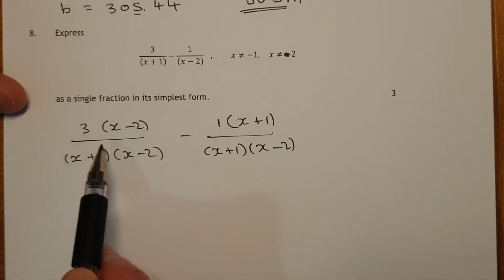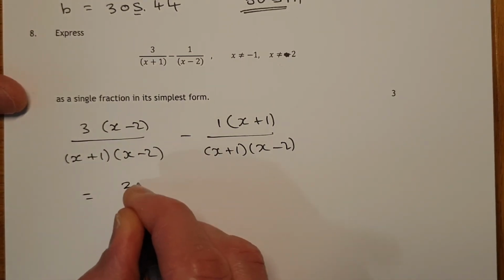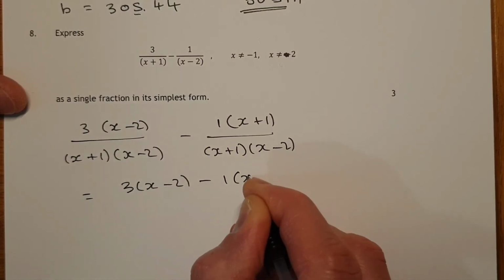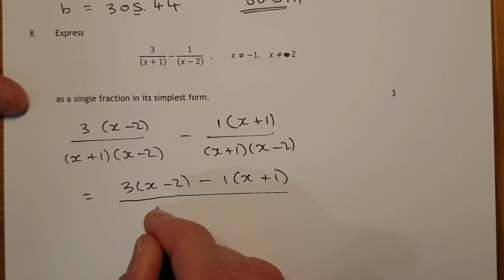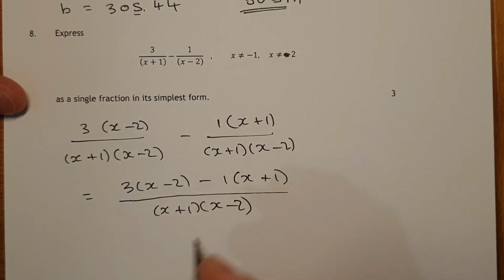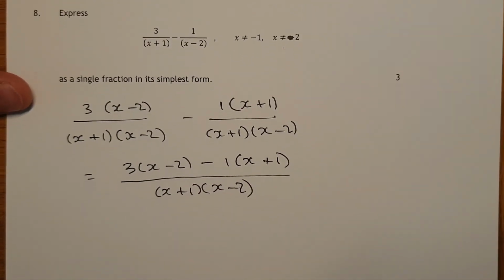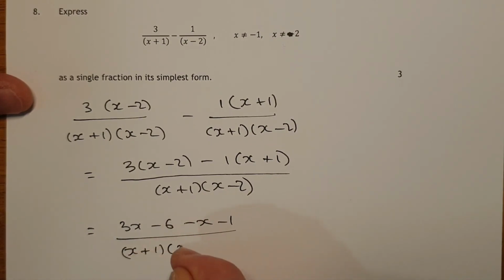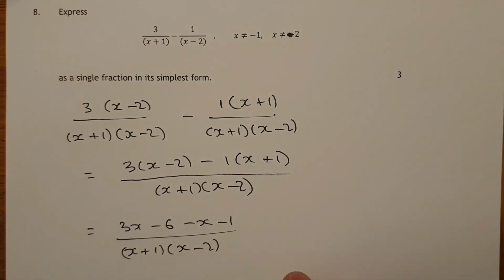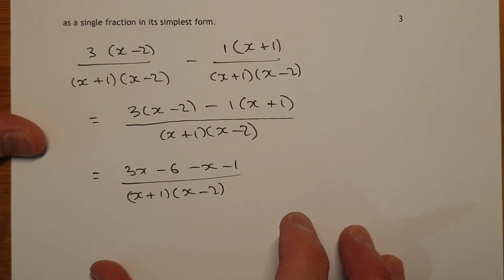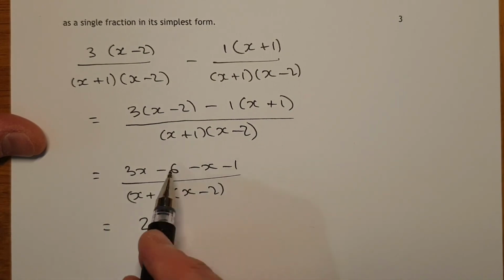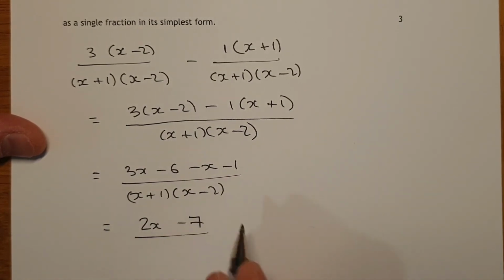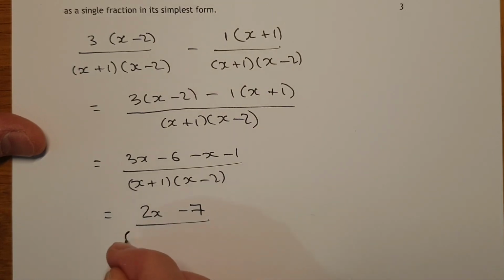So I'm just going to combine them into one fraction, like so. And then I'm just going to tidy up the numerator then. Like so. And when I'm tidying up the numerator, I'll get 3x take away x is going to give me 2x. Take away 6, take away 1, that's going to be take away 7 overall. I don't need to multiply out the denominator, it's fine just to leave it in the brackets. And there we have it.